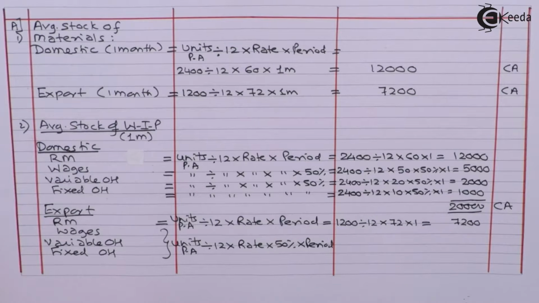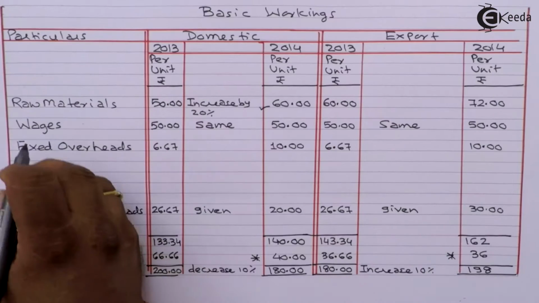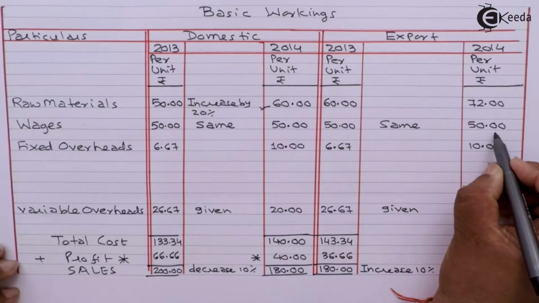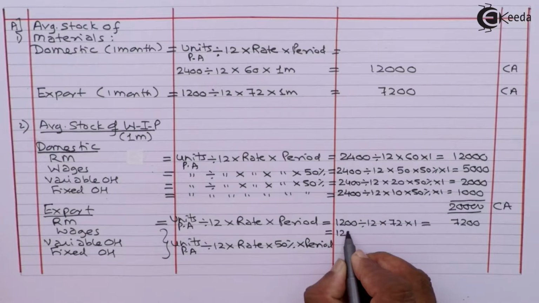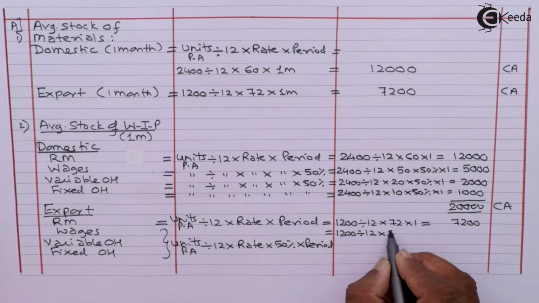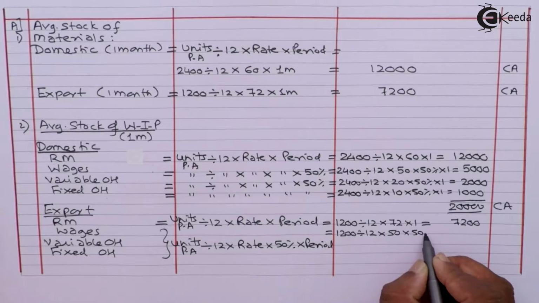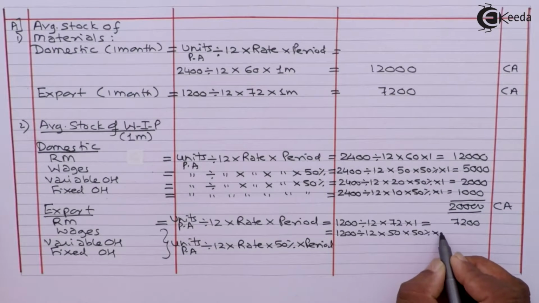It comes to 7200. In case of all other expenses, we can have common formula units per annum divided by 12 multiplied by rate multiplied by 50% multiplied by period. Estimated wages 50 rupees. 1200 divided by 12 multiplied by 50 multiplied by 50% multiplied by 1 month.